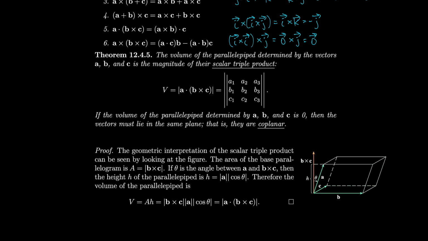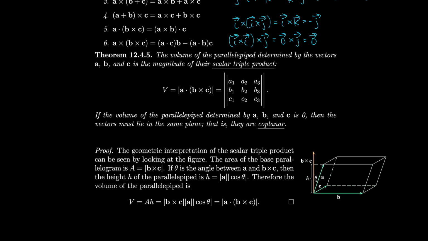And if the volume of this thing is 0, then that means that any of the 3 vectors are not pointing out in another direction of another plane. Instead, they're all together in the same plane. So it's actually kind of hard to draw, but it means that if the volume of the parallelepiped spanned by any 3 vectors is 0, that means I can draw all of those vectors together. So let's prove this real quick. We have the geometric interpretation of the scalar triple product in our figure.